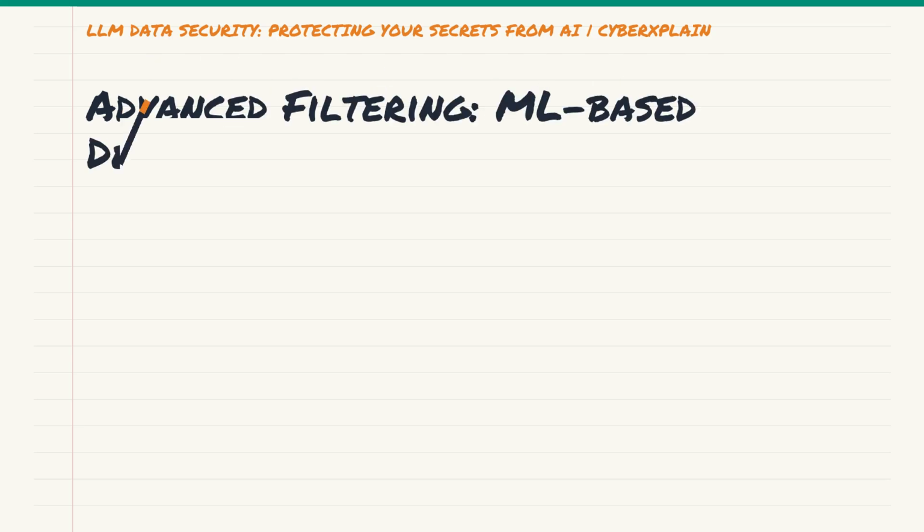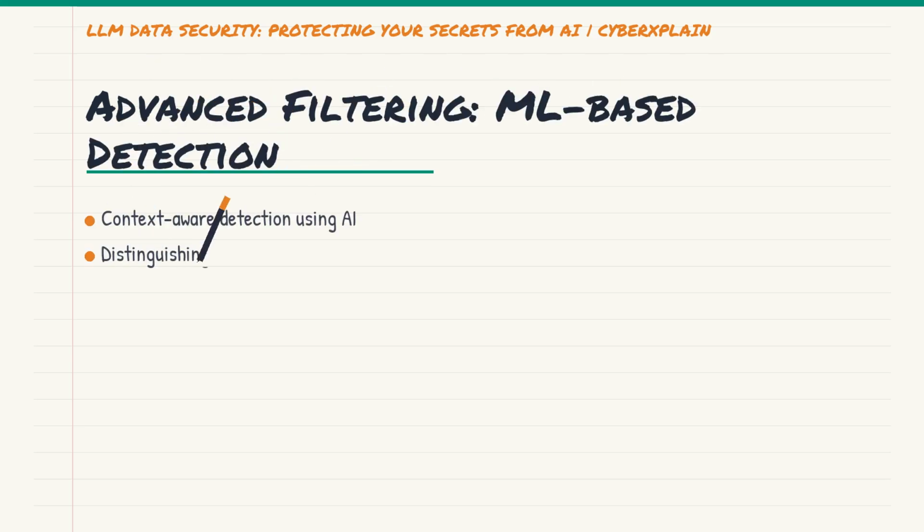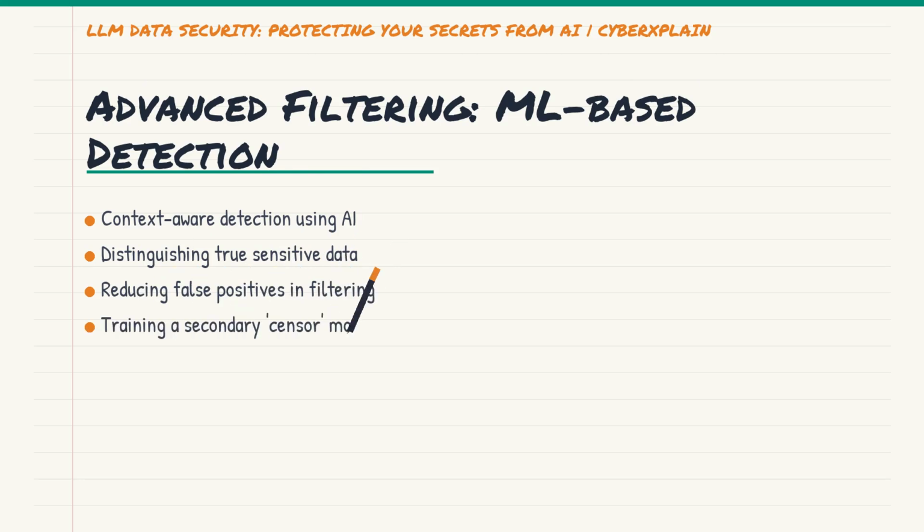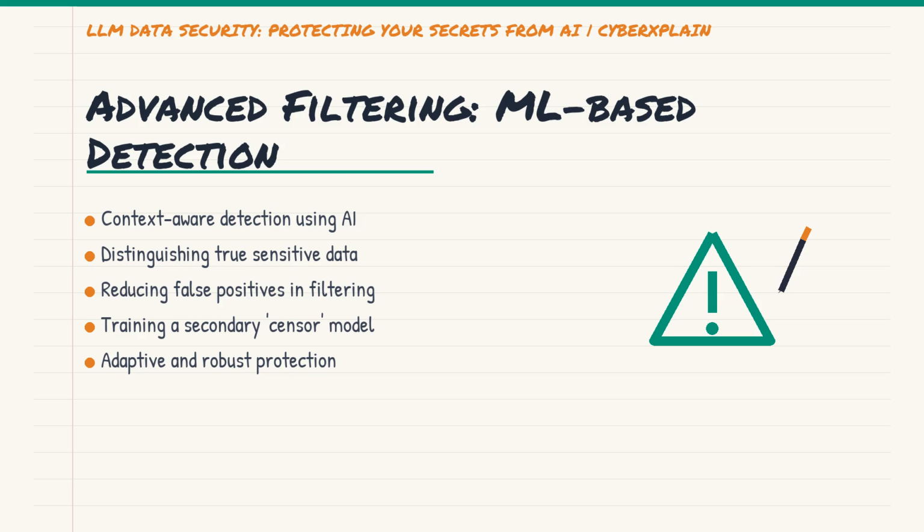For more sophisticated detection, we can use machine learning models. Instead of just looking for patterns, these models can understand context and intent. For example, an ML model could differentiate between a generic mention of customer data and an actual snippet of PII, reducing false alarms. You can train a secondary, smaller AI model specifically to act as a sensor for the main LLM's output. This creates a powerful, adaptive filter that's much harder to bypass than simple regex, offering a robust second line of defense.